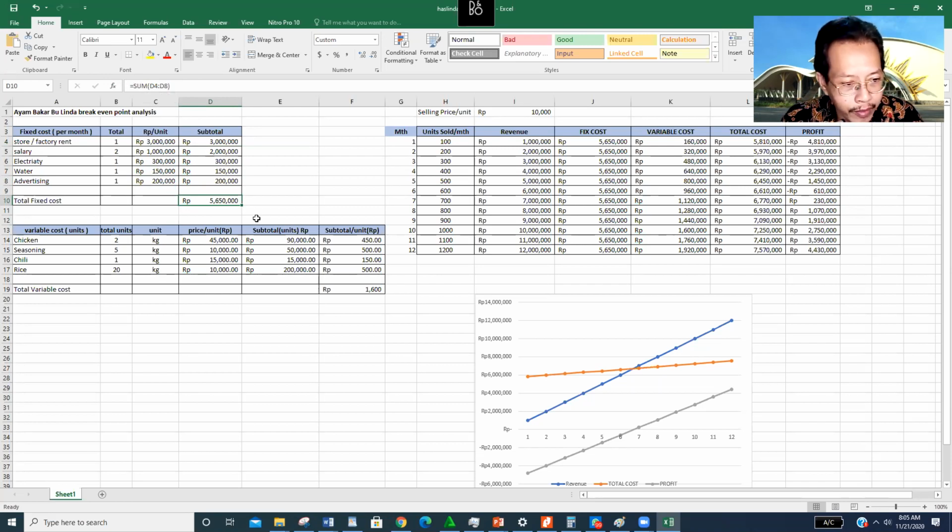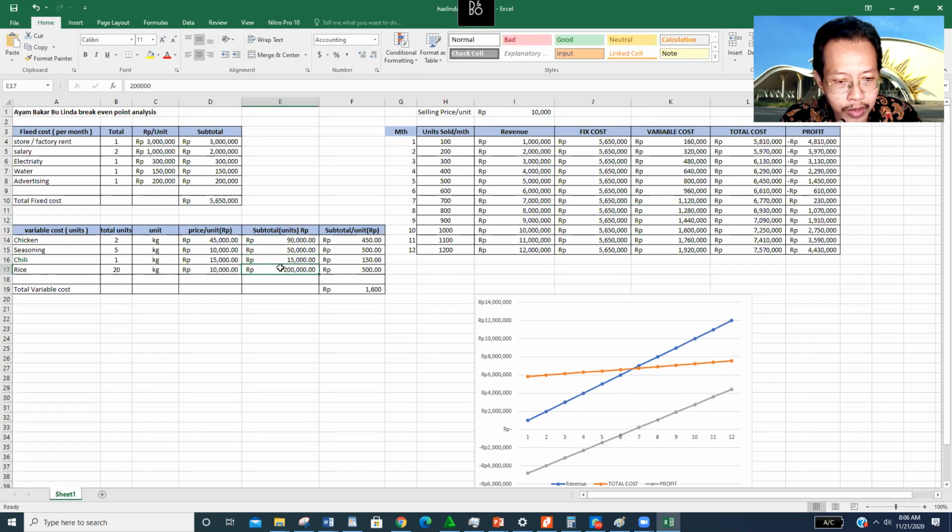And for the variable cost, this means that the cost would go up depending on how many units you're making. If you're making more units, then the variable cost would also increase. For each grilled chicken, you have the chicken itself, 2 kilograms. So the unit is quite large here. You need 5 kilograms of seasoning and so on. Let's see whether the person here uses the formula or not.